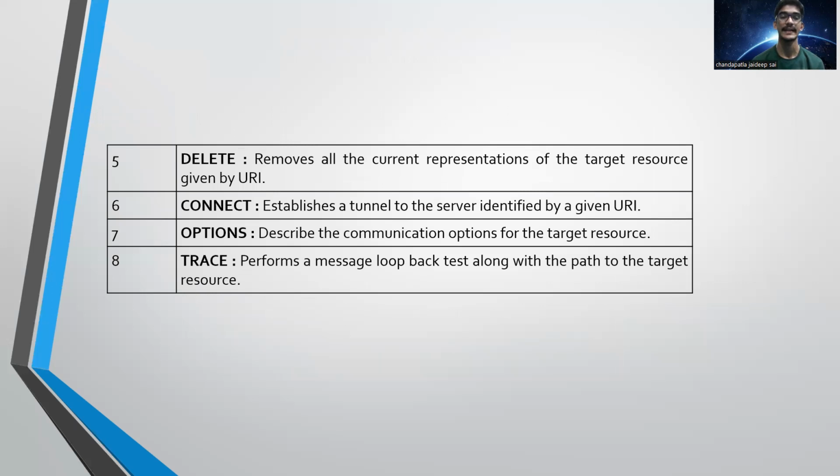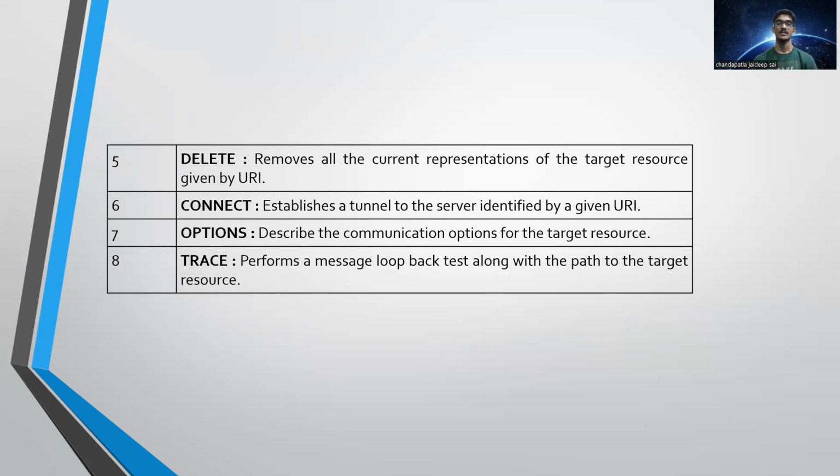Next one is the DELETE request method. It removes all the current representations of the target resource given by the URI. This DELETE request method is used to delete or remove all the current representations of the target resource by using the URI. The URI is used to remove or delete the information.